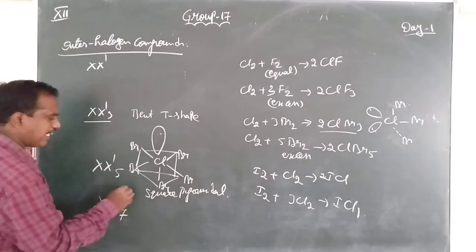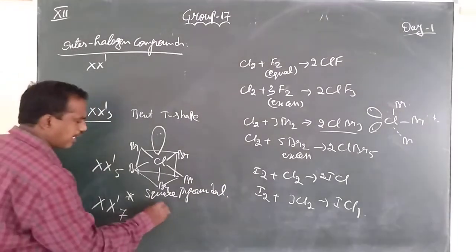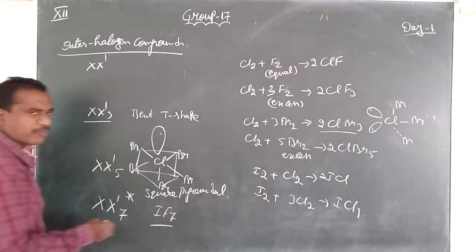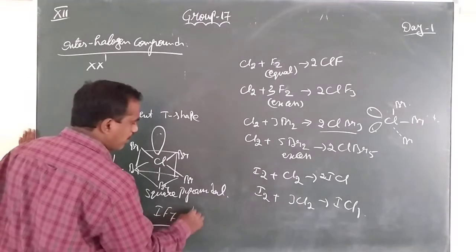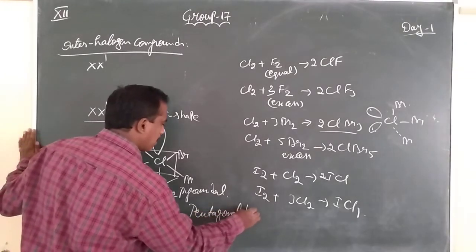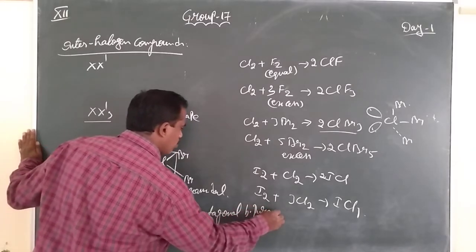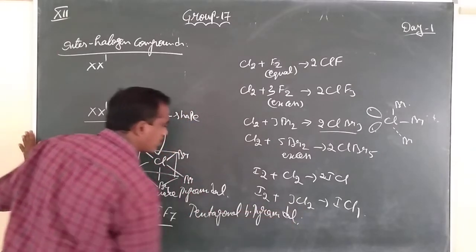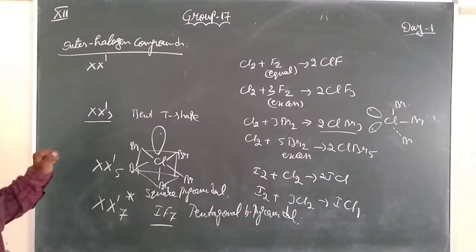But coming to IF7, this is the only compound being formed here. It is called pentagonal bipyramidal. So these preparations and shapes you must not forget, children.